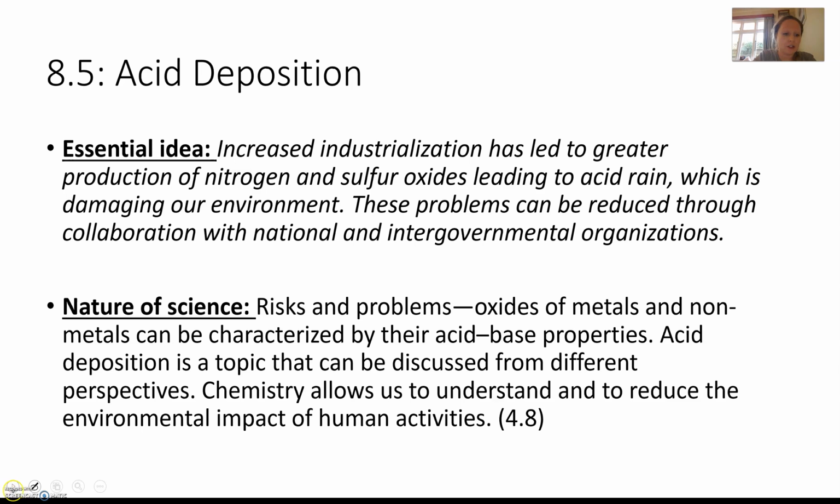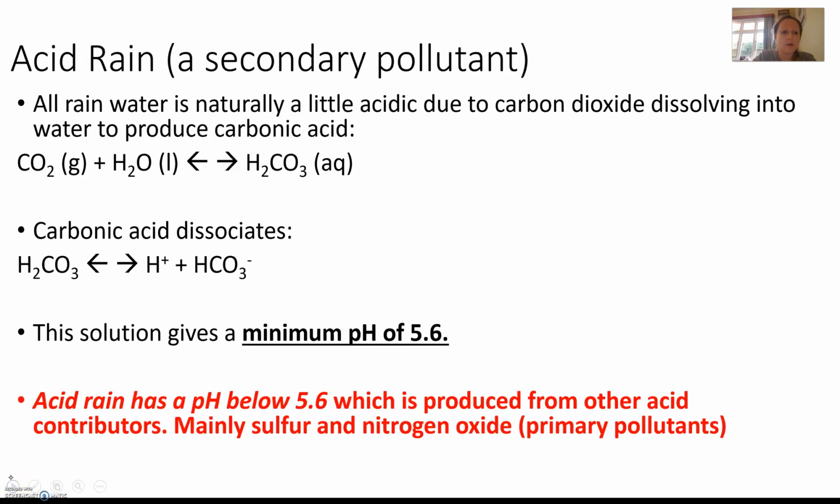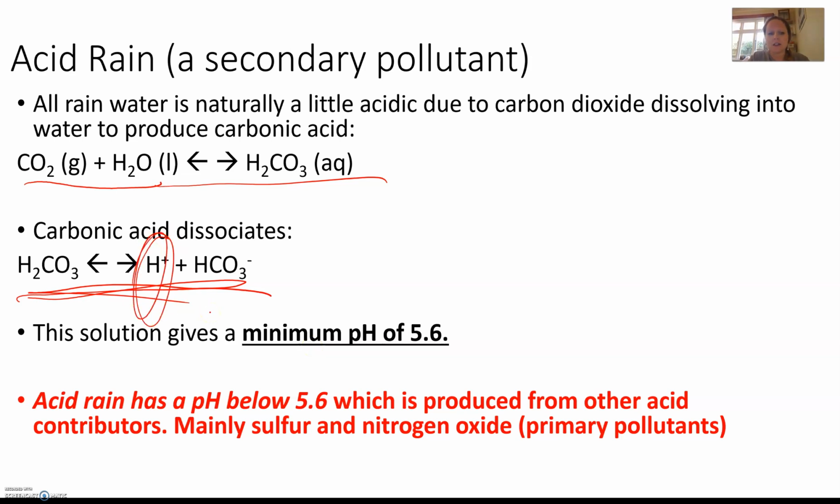Acid deposition. Okay, so first of all, acid rain, or just rain in general actually. Rain in general is slightly acidic, and the reason why is because carbon dioxide in the atmosphere reacts with water to form carbonic acid. Okay, so all rain is slightly acidic, and then carbonic acid can break apart into H plus and hydrogen carbonate ions, producing H plus ions. So all rain is slightly acidic.